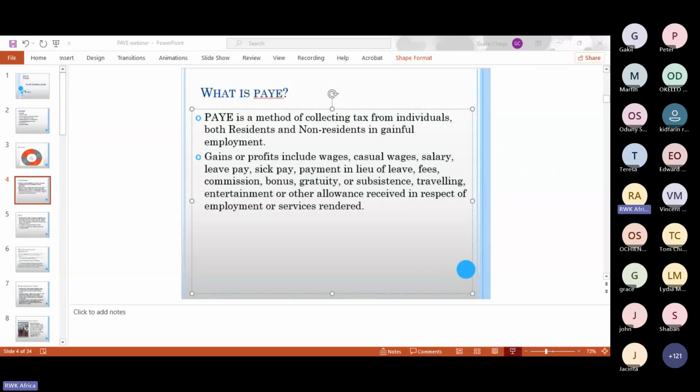The other aspect is on club entrance and subscription fees. So if an employer pays for their employee club entrance and subscription fees, and the same amount is deducted as an allowable expense on the side of the employer, it's going to be charged as a benefit on the employee. So if an employer pays and claims that as an allowable expense, it will be charged as a benefit to you as the employee. This is charged on both residents and non-residents, and it's accounted for by the employers only.